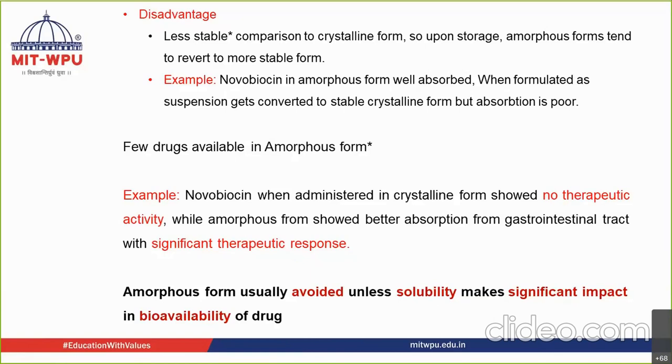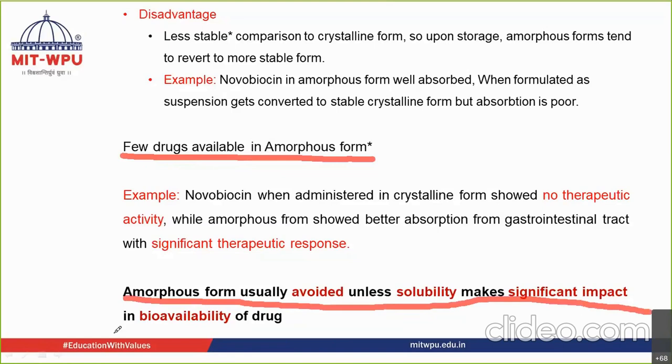Itraconazole and celecoxib also cannot be given in a crystalline form. They have to be given in amorphous form only. Besides these few drugs, maybe 10, 15, or 20 more drugs are given in amorphous form. Other substances are mostly given in crystalline form. As a rule, amorphous form is usually avoided unless solubility makes a significant effect on the bioavailability of the drug, as in the case of novobiocin, where solubility affects the therapeutic response. Except for this, most drugs are given in crystalline form only.